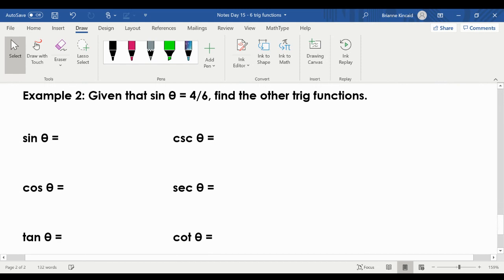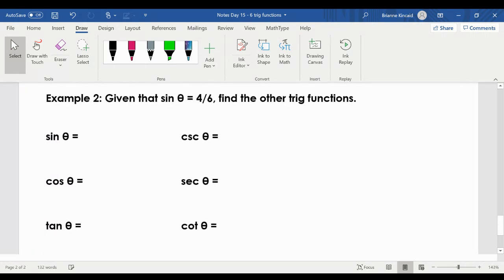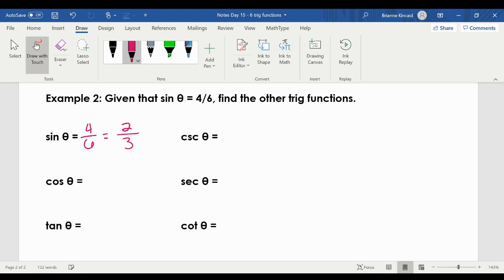The other type of example that we can see is given one of the trig functions. If I'm given sine of theta is 4 over 6, that can reduce, sine of theta is 2 over 3. The only other one that I can figure out right now is the reciprocal, the cosecant. So instead of 2 over 3, it's 3 over 2.